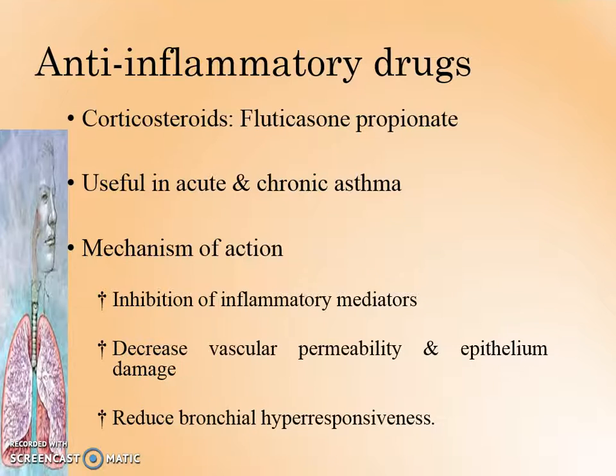Next class we have is the anti-inflammatory drugs. So mainly corticosteroids like fluticasone propionate can be used. Now this class can be used in acute as well as chronic types of asthma. Its mechanism is basically that it is going to inhibit inflammatory mediators. Along with that, it can decrease vascular permeability and epithelial damage. So overall, it is going to reduce bronchial hyperresponsiveness.